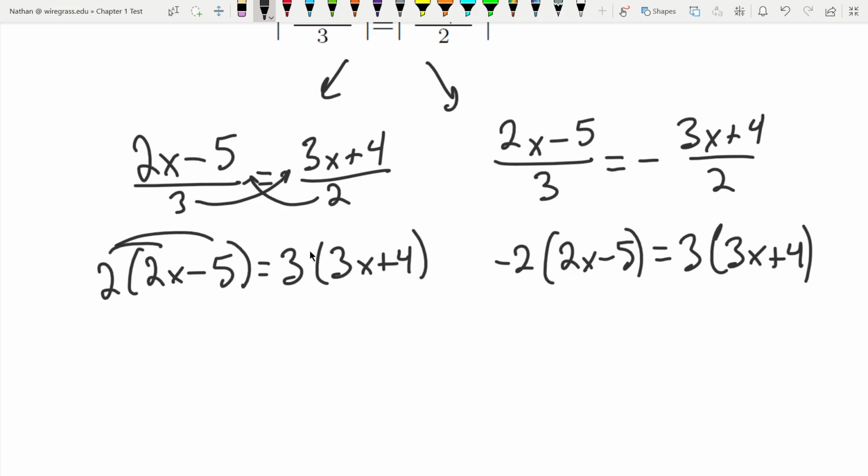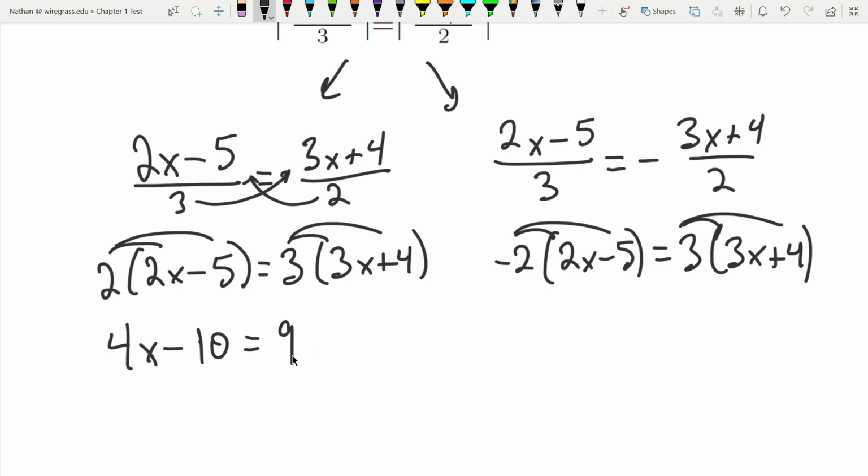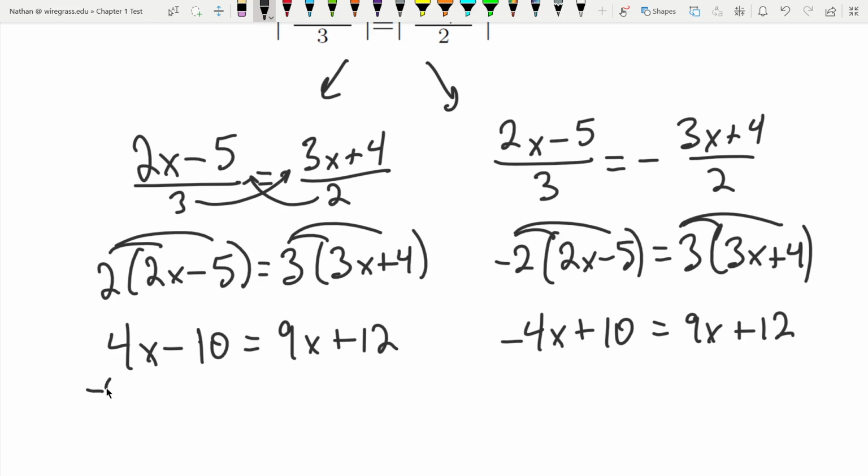So I'm going to distribute everything into the parentheses. So we're going to get 4x minus 10, 9x plus 12. We get negative 4x plus 10, 9x plus 12. Now I can get the x's to one side, so I'm going to subtract 4x here. So just to make it positive, you can also subtract 9x. It'll work the same way. But again, whatever you do to one side, do the other side of the equation. Here I'm going to add 4x.